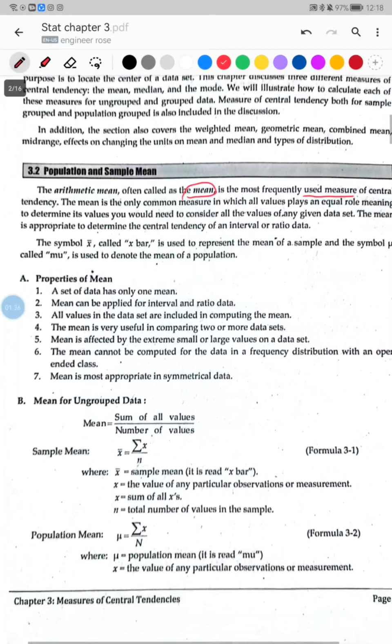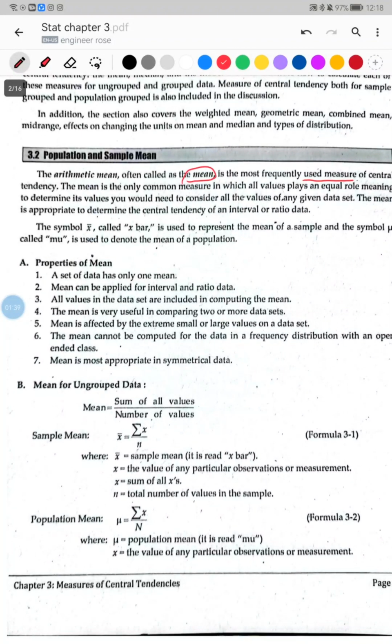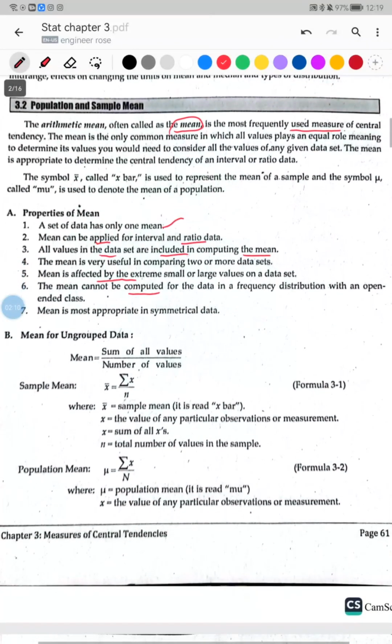The properties of the mean, before the formula: first, a set of data has only one mean. Mean can be applied for interval and ratio data. All values in the data set are included in computing the mean. The mean is very useful in comparing two or more sets of data. The mean is affected by extremely small or large values in the data set. The mean cannot be computed for data in a frequency distribution with an open-ended class. And lastly, the mean is most appropriate for symmetric data.